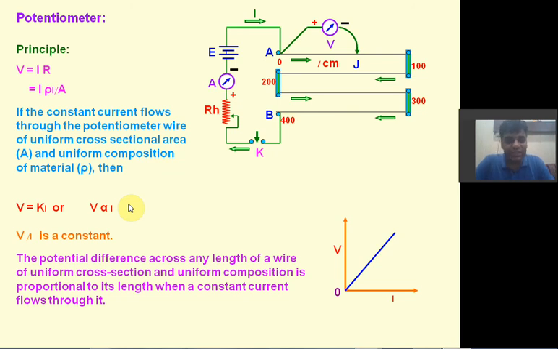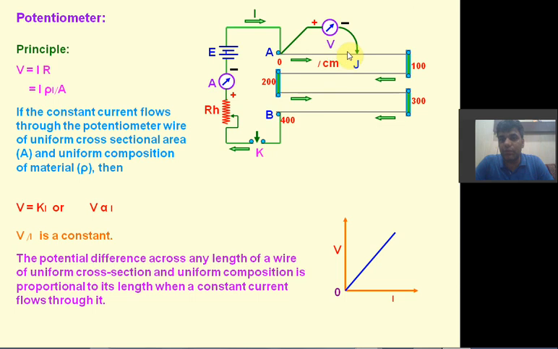That means potential V changes with the length of wire which we are going to measure here. So the potential difference across any length of wire of uniform cross section and uniform composition is directly proportional to the length when a constant current flows through it. So if we change the length AJ, the potential drop is always directly proportional to the value of AJ.